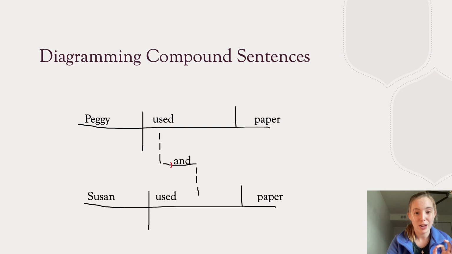The thing that changes is when I add a second sentence. It's one sentence, but fused together with that coordinating conjunction. So we like to draw these little stair steps. My students like to call this like an apartment building. We have apartment 1 and apartment 2. We draw some dotted lines down from the verb, and it connects verb to verb. Do not forget to put the comma on the line here. Peggy used paper and Susan used paper.